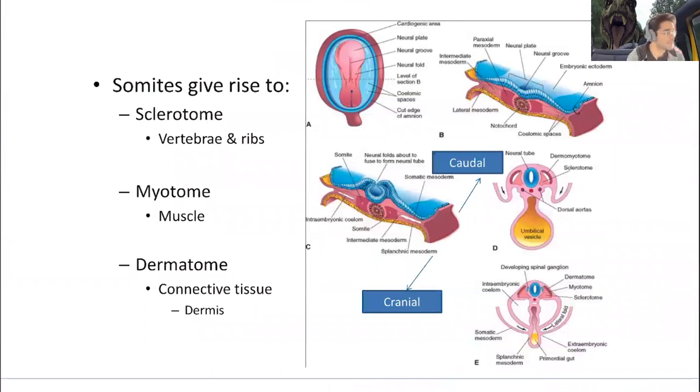Remember, the basic somites give rise to sclerotomes, which is talking about sclera. I like to think about sclerotomes as associated with your vertebra and ribs. Your myotomes is very simple because it sounds like muscle. Myo, fibrils, myotangles, all those things, muscle related. Dermatome is talking about obviously connective tissue, dermis, right? So very straightforward, nothing too crazy.